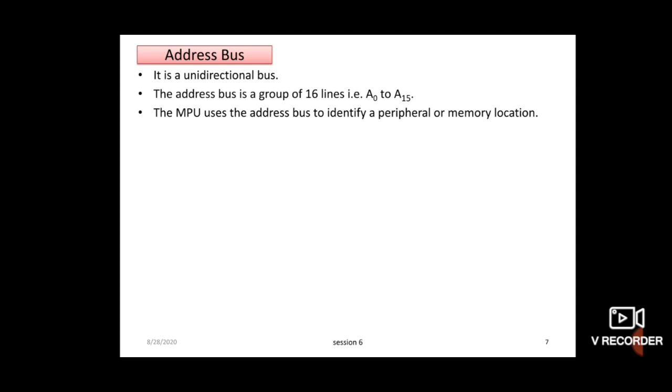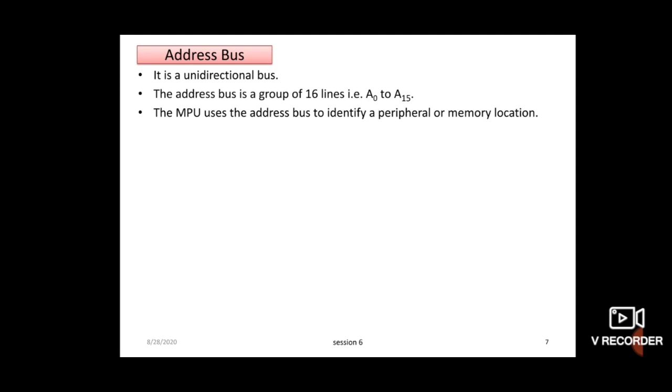Address bus is a unidirectional bus. You know what do you mean by unidirectional? Unidirectional means one way, means bits flow in one direction. That is microprocessor to peripheral devices, not peripheral to microprocessor. Understand this? Unidirectional means bits flow in only one direction, that is microprocessor to peripheral devices.